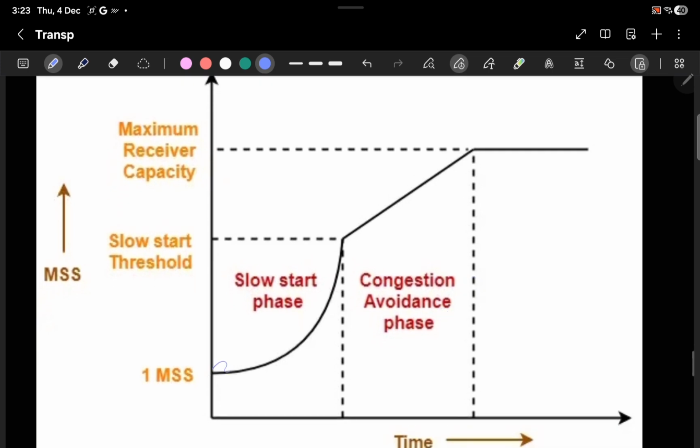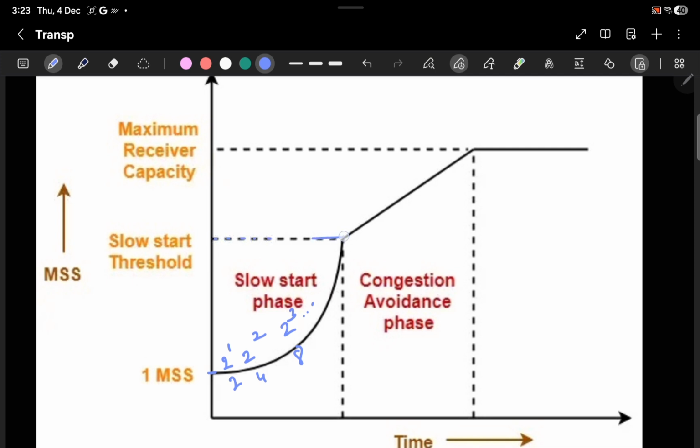You can see that it starts with 1 MSS, right? It starts with the slow start phase at the beginning. Then 1 MSS, then 2 raised to power 1, which is 2, then 2 raised to power 2, then 2 raised to power 3, and like this it will go on. 2, 4, 8, right?